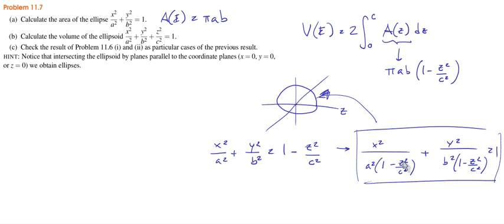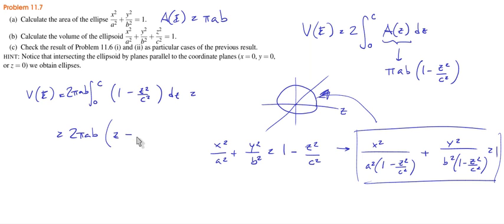And if you don't believe me, you can compute the area of this ellipse using the same argument, and you get the same thing. So V, the volume, is twice the integral between 0 and c of pi ab times 1 minus z squared over c squared dz. The pi ab goes out, and this is 2 pi ab times z minus z cubed over 3 c squared, from 0 to c.